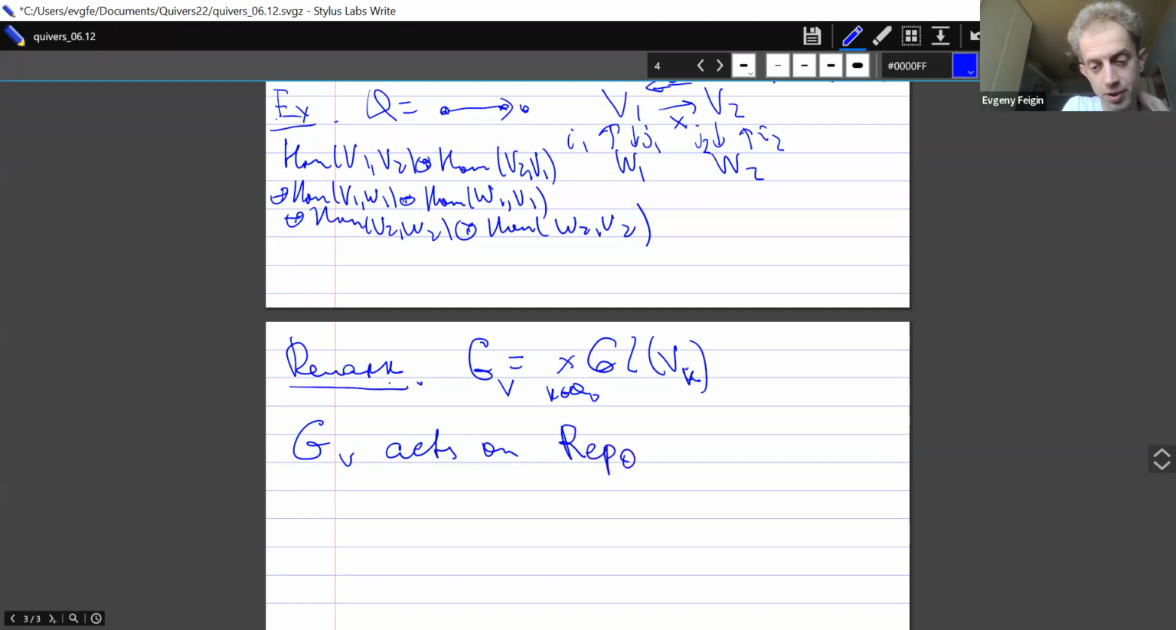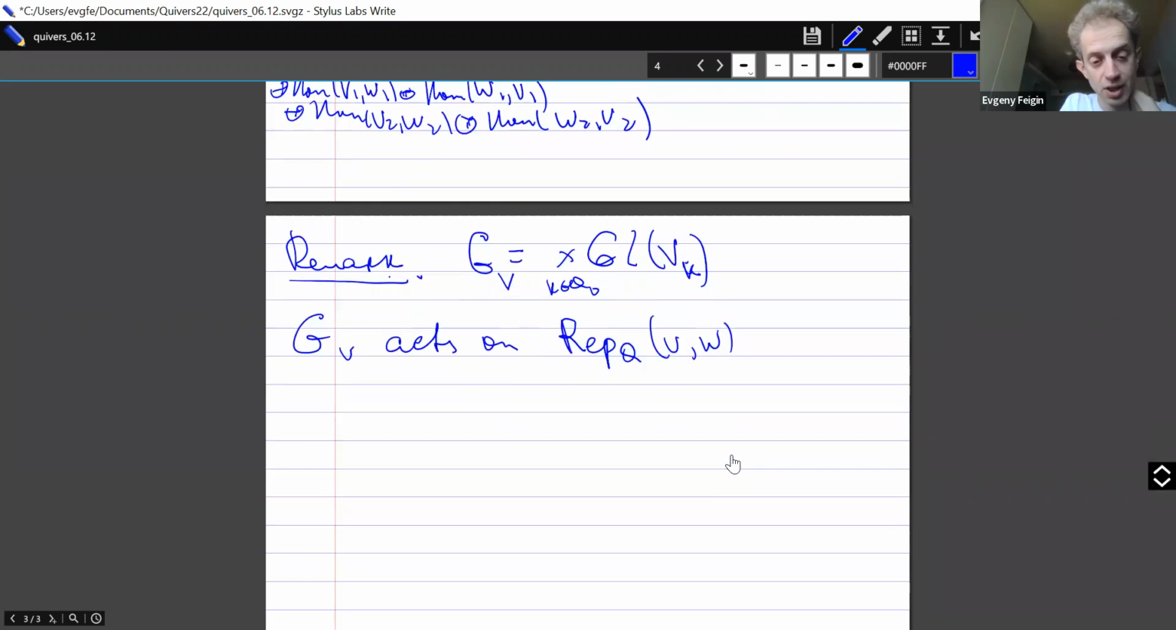So I mean, we've seen that the group G does act on the representation space itself, on the Rep(Q, V), and then we add homomorphisms from W to V, and of course the action is still there. So you can act via the action of V, so GV does act here.